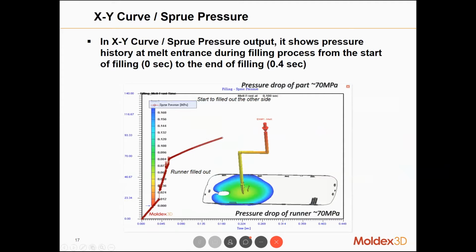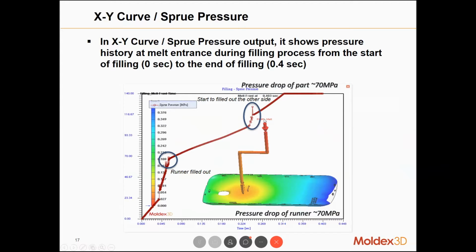And from the XY curve, we can look at the sprue pressure. And in the background, we can see the melt front time animation. And you can see a peak in the middle of the curve. Basically, it means the runner is filled up and the melting plastic starts to fill the part. And the spike here means the melting resin has filled up one side of the part and starts to flow to the rest of the part.